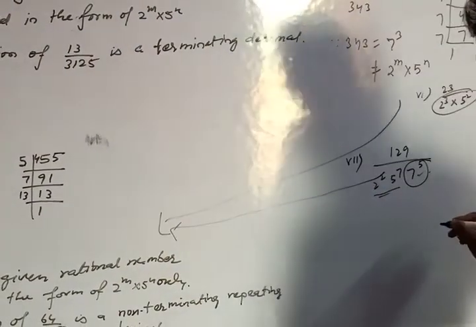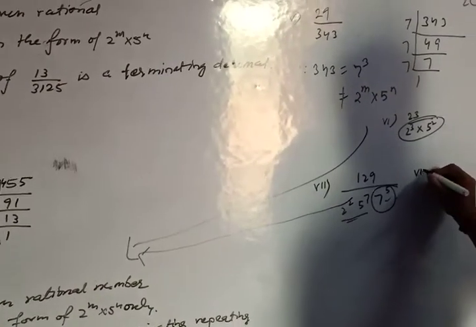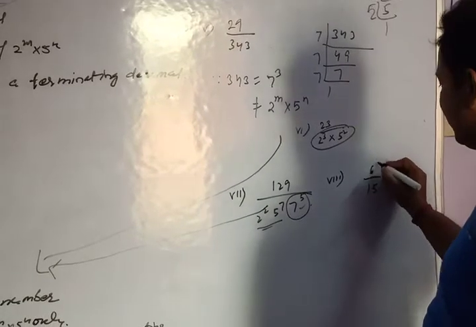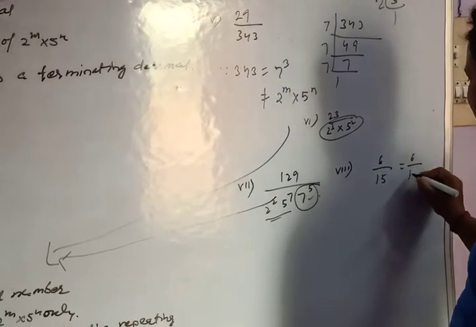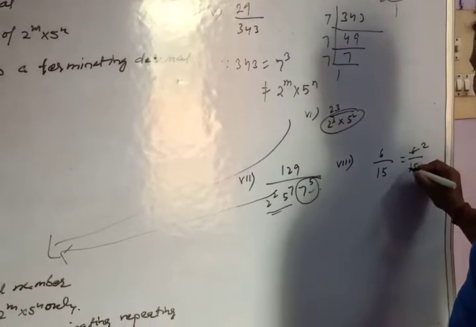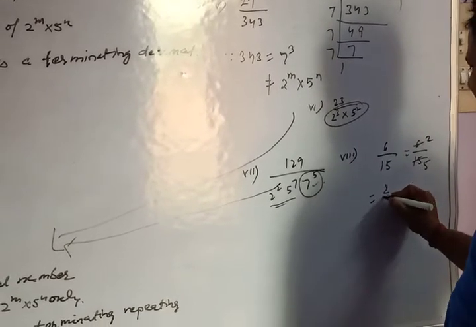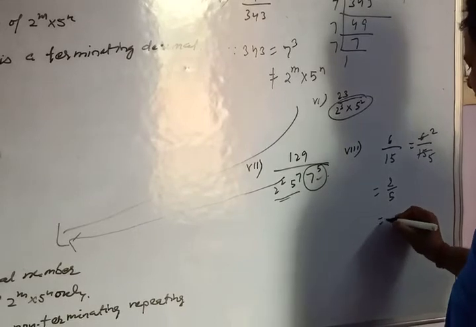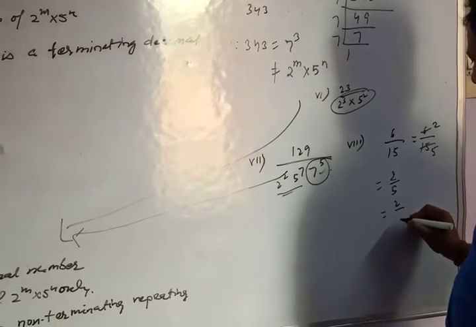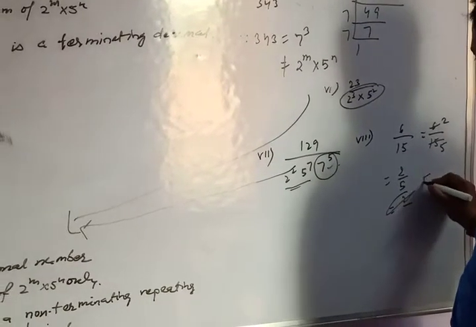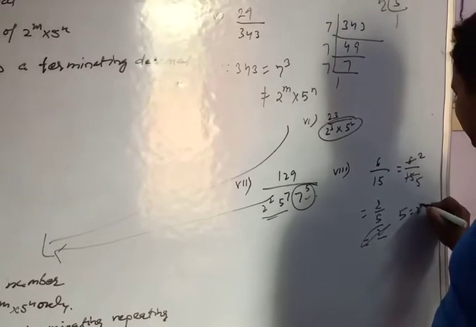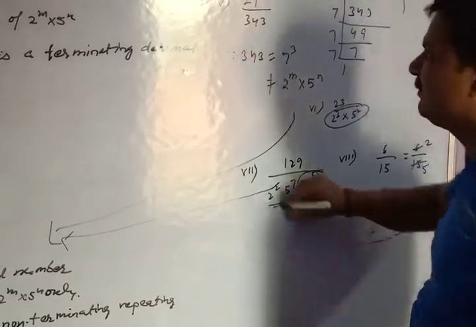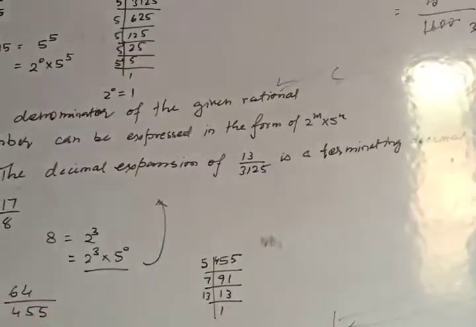Next, come to question number 8. It is given 6 upon 15. You observe both numbers are divisible by 3: 3 2s are 6, 3 5s are 15. So 2 by 5. You observe the denominator is 5. Here 5 can be written in the form of 2 to the power n into 5 to the power n. This is the first part, as we have done here.